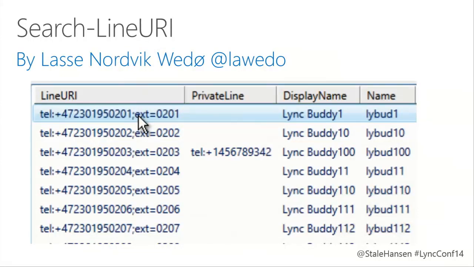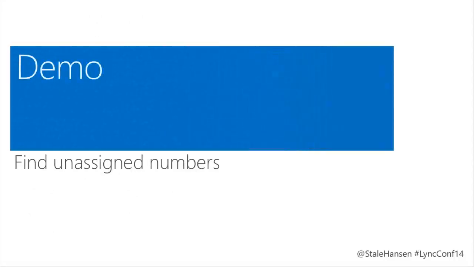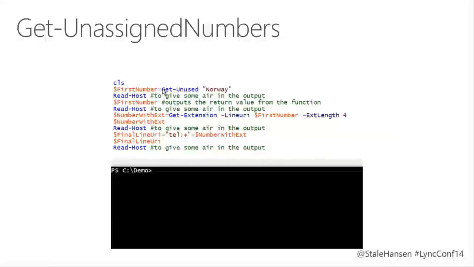Cool. So I have created a script as well. I first did it back in 2011, and it's called Find Unassigned Numbers. What the script does is get all the numbers within a deployment and find all the available numbers, because we have all the knowledge, right? We have all the numbers deployed, and we have the range.